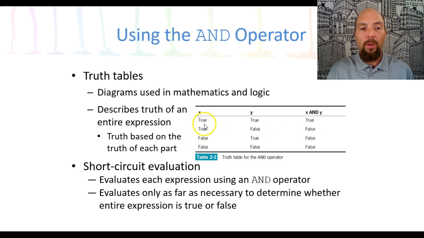Same thing the other way. If I were to type in that my age was 5, I'm not older than 13, but I am younger than 20. So even though this one's true, because this one's false, the whole thing is going to be false. And likewise, if I type in something where both of these are false, which in this example wouldn't necessarily work, then everything would be false.